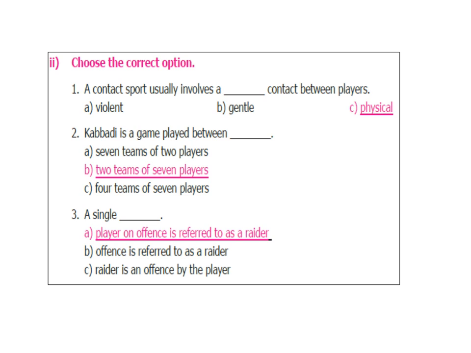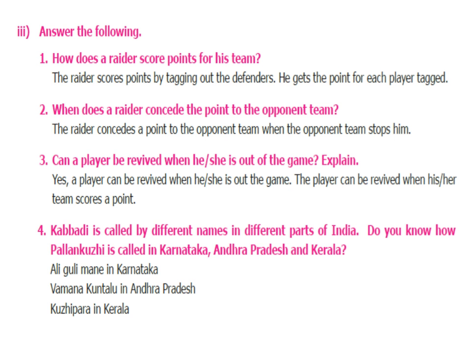A contact sport usually involves physical contact between players. Kabaddi is a game played between 2 teams of 7 players. A single player on offense is referred to as a rider. How does a rider score points for his team? The rider scores points by tagging out the defenders. He gets a point for each player tagged.